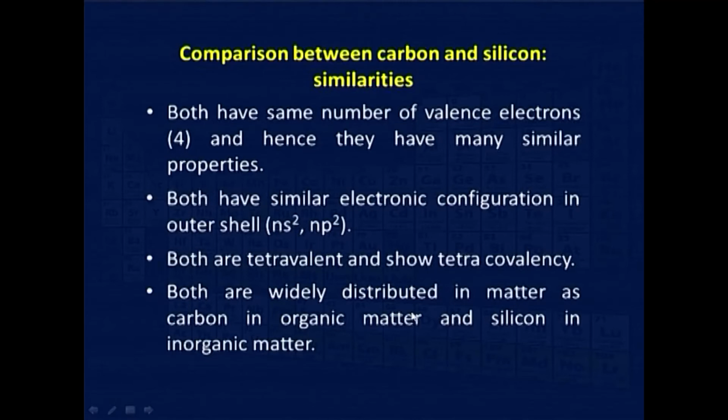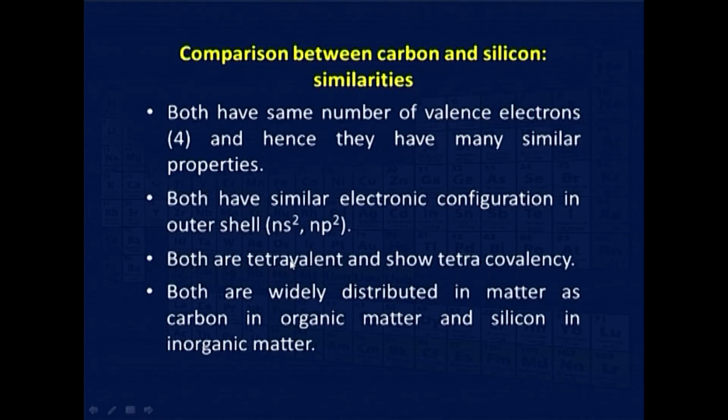Let us have a comparison between carbon and silicon, because we have discussed a lot about carbon, the carbides. Further, we have discussed the fluorocarbon, then chlorofluorocarbon, and next to this we shall be talking about the silicates. So, it is essential to understand the similarities and dissimilarities between carbon and silicon. Both have the same number of valence electrons, 4, and hence they have many similar properties. Both have similar electronic configuration of the outer shell, that is ns2 np2 type of configuration.